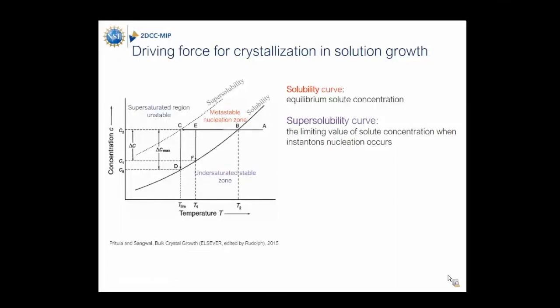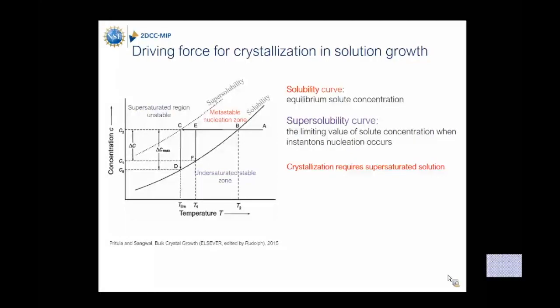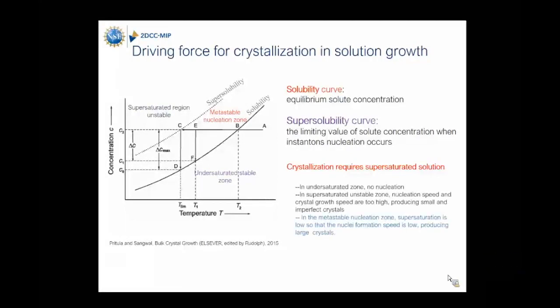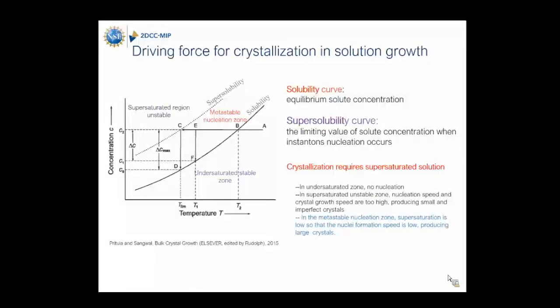When you reach this concentration, nucleation will happen instantaneously. Precipitate will start to take place from above this curve. So crystallization requires a supersaturated solution. In the region below this solid curve, you don't expect any nucleation. And then you may say we should go to this region, where we can get nucleation very quickly.